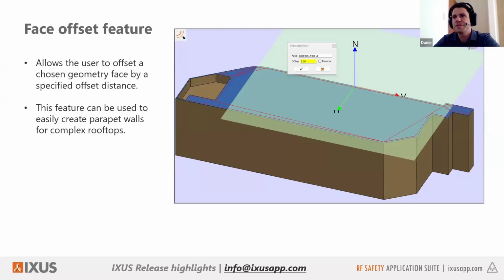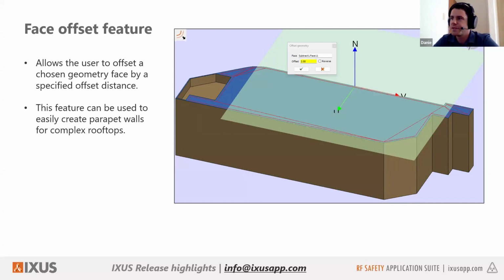The next feature is the face offset feature that we've implemented. Long-standing users of IXUS might know that it can be quite a task to create, for example, a parapet wall on a rooftop, similar to what is illustrated here, as you need to create lots of markers to create a new polygon, as an example, that you can use to extrude and then remove the intersecting section.